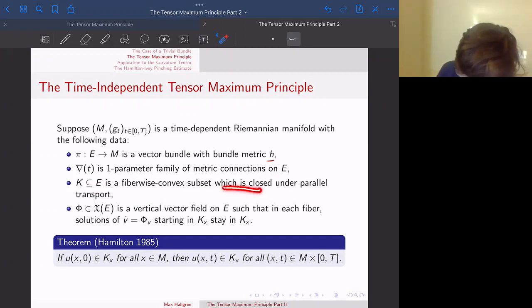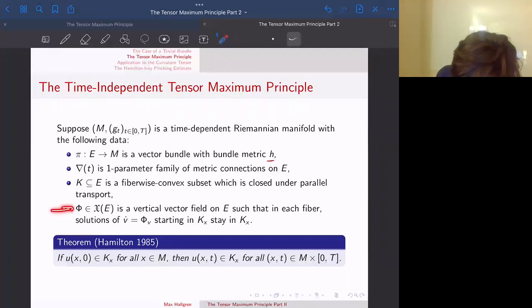And it's going to be closed and also closed under parallel transport, which recall means that if you start with a vector in K at some point and you parallel translate it to get a vector at a different point over a different fiber, then that is still going to be in K. And you'll see where that is going to come up in the proof.